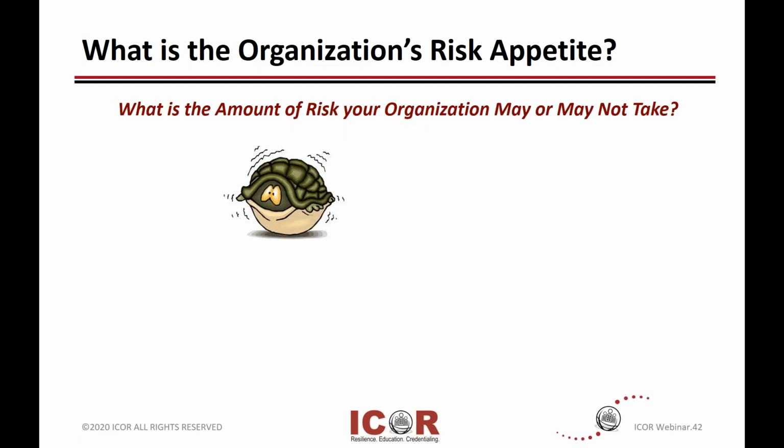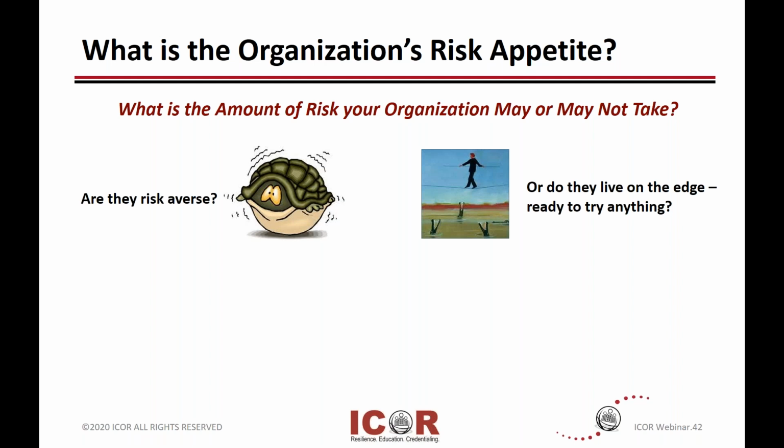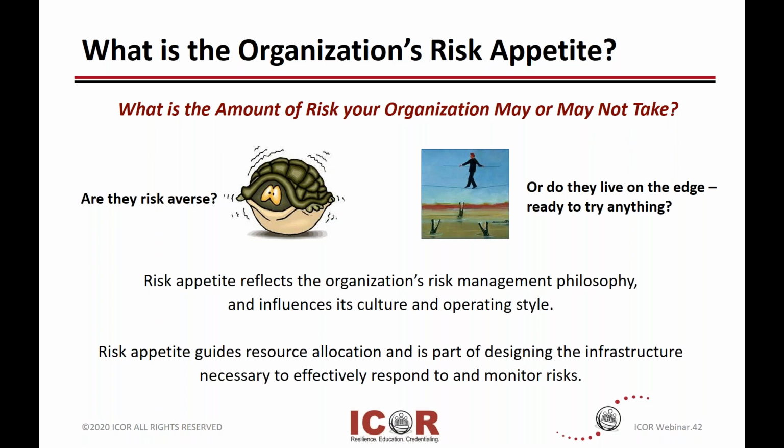But most of this is going to be driven by your organization's risk appetite, which is that amount of risk your organization may or may not take. So the question becomes, are they risk averse, or are they ready to live on the edge and try anything? Understand that your risk appetite reflects the organization's risk management philosophy, and it's going to influence its culture and operating style. It also guides resource allocation, and it's part of designing the infrastructure necessary to respond to and monitor risks. So if the organization is risk averse, they're going to have a very low risk appetite, meaning that they're going to try to control everything that they can and try to minimize any activity that might make them vulnerable. The opposite of that is, let's just go for it on all aspects.